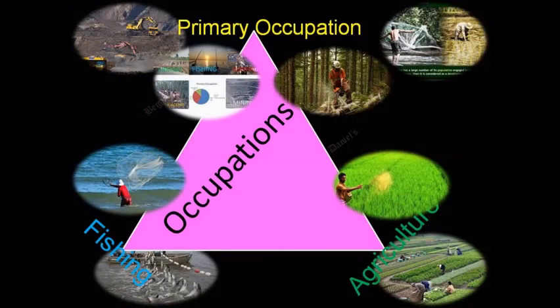The occupation carried in this area was a primary occupation. Initially, fishing was the main occupation. Later on, agriculture was also practiced in this region but far away from the seashore.